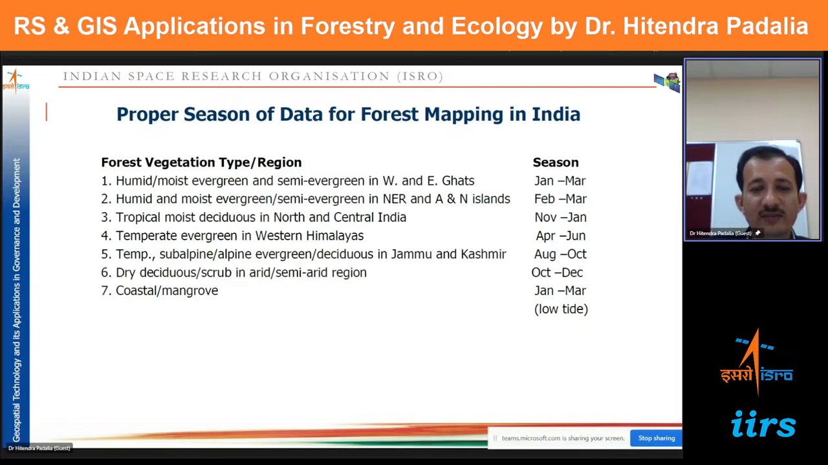So accordingly, researchers have suggested the time duration in which the satellite data should be collected. For example, in the high altitude Himalaya, cloud-free and snow-free images will only be available during the months of September to October. For the rest of the time, you will not find cloud-free and snow-free images for Himalaya, for states like Himachal and Uttarakhand higher reaches.